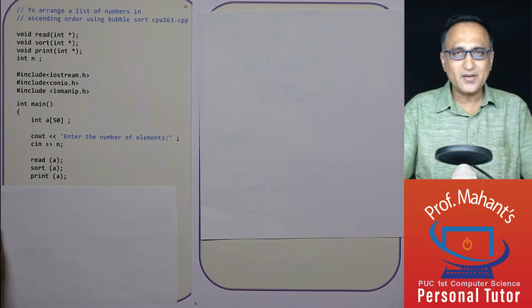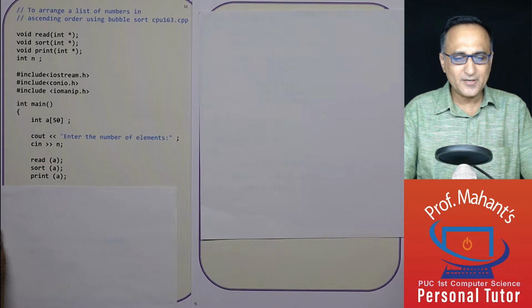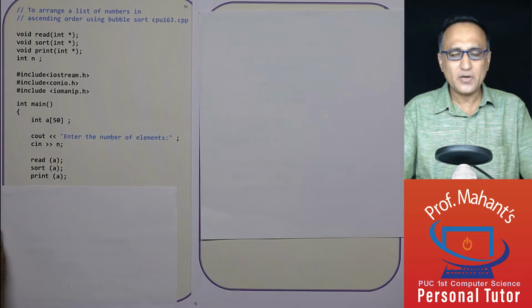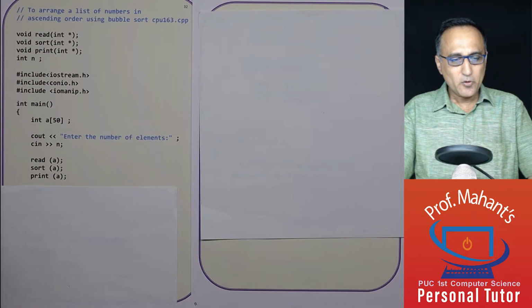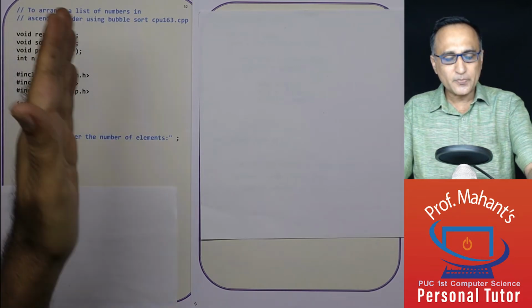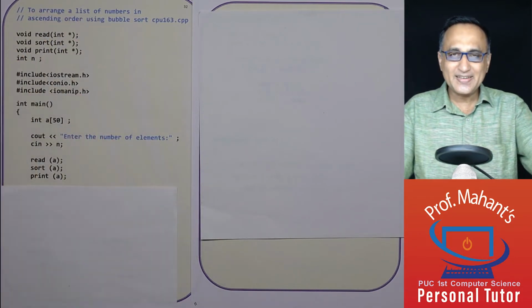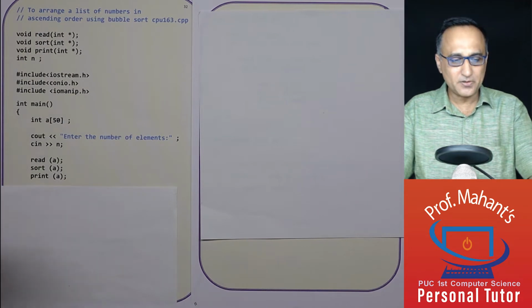This is going to be a really short video, and this is the last theory lecture on user-defined functions. In this particular video, I'm going to talk about how you can pass arrays to functions. That means how you can pass arrays by reference or by address. So I'm going to repeat the bubble sort program which was explained earlier in the single dimensional arrays chapter.